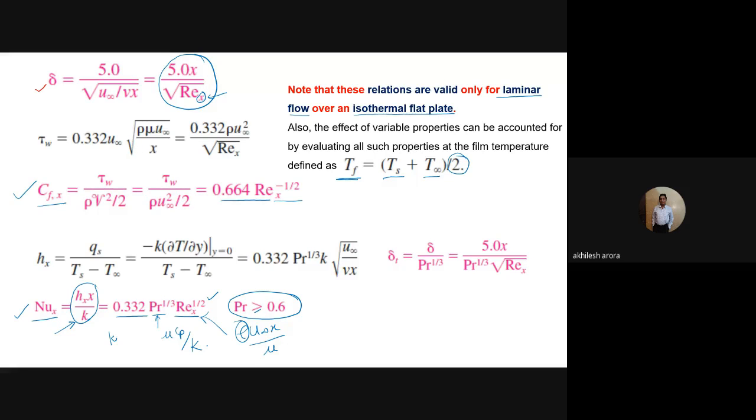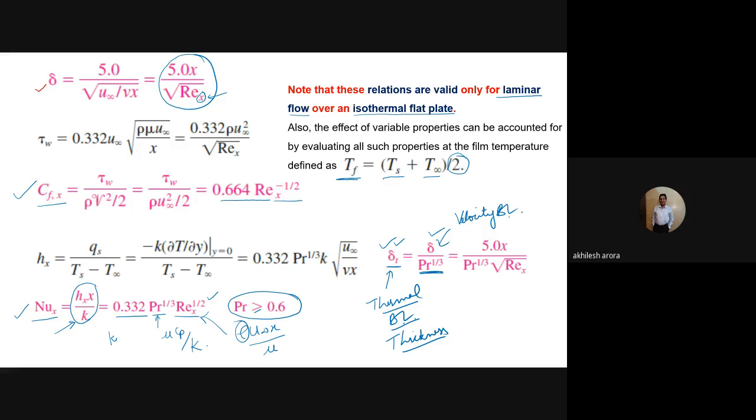Then comes the thermal boundary layer thickness. Delta is the velocity boundary layer thickness, and delta T is the thickness of the thermal boundary layer. The relationship between these two is that delta T is equal to delta divided by the Prandtl number raised to the power 1 by 3.